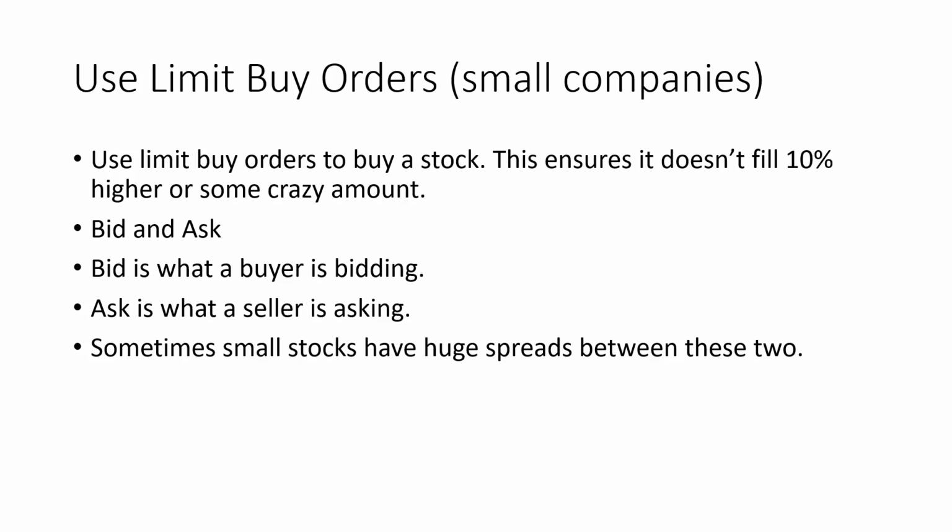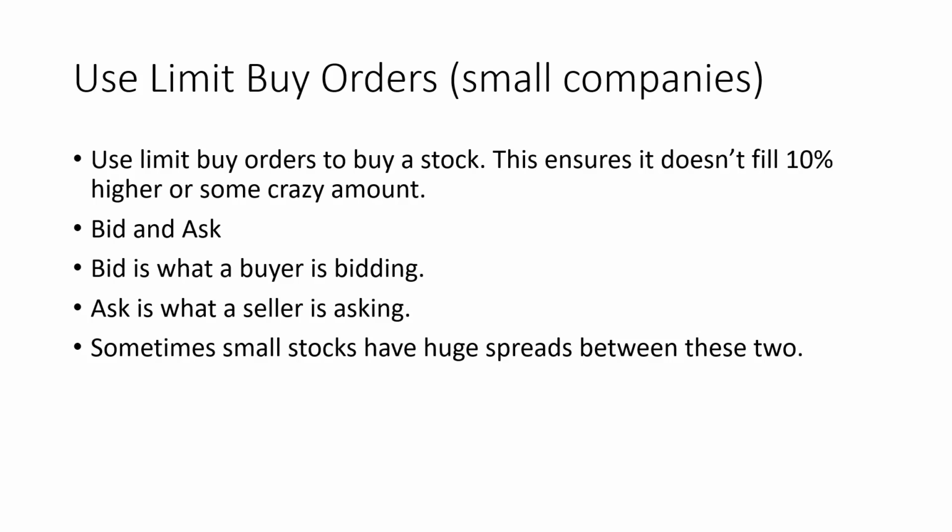You're going to have to use limit buy orders to buy a stock. This ensures it doesn't fill 10% higher or some crazy amount. It locks in that price, and if you have to move it up a little bit because it doesn't fill, you can do that a penny or two. I just don't want you to go in and try to buy something and it gaps up 20% because someone put some crazy amount in there and it actually filled.